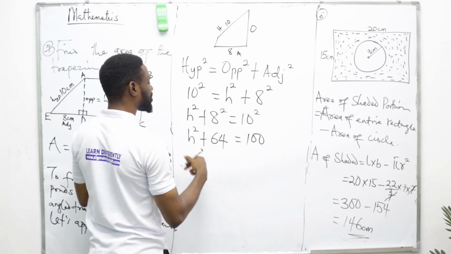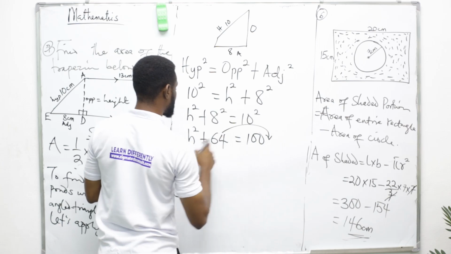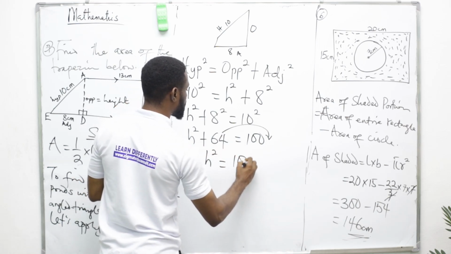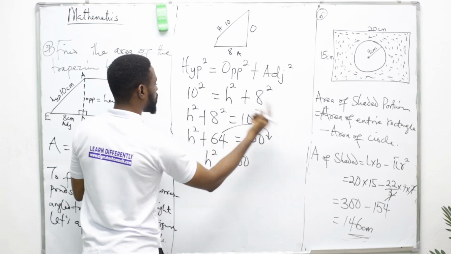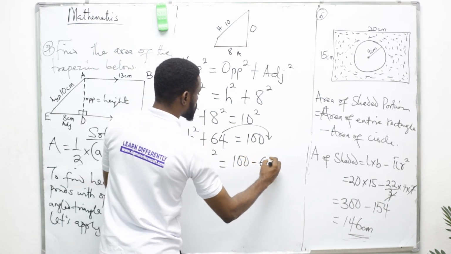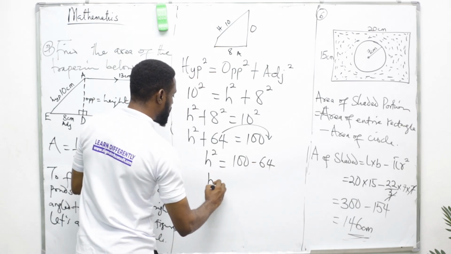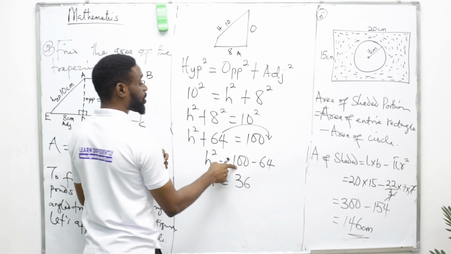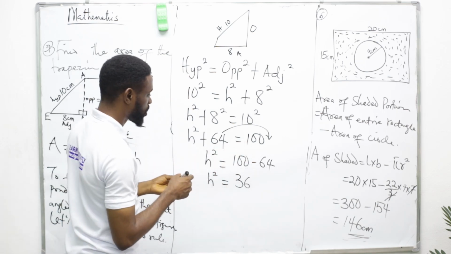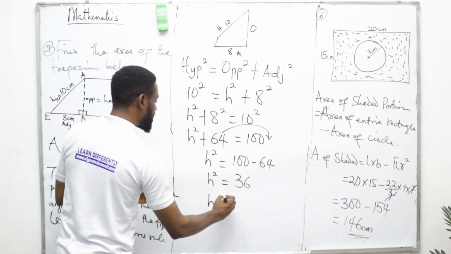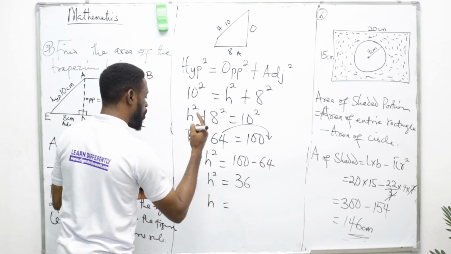So what we do, take like terms, this should come here so that h will be alone. So height squared is equal to 100, and 64 going this way, plus changes to minus, so this is minus 64. So h squared is equal to 36, because 100 minus 64 will give us 36. So for h, we take the square root of both sides.